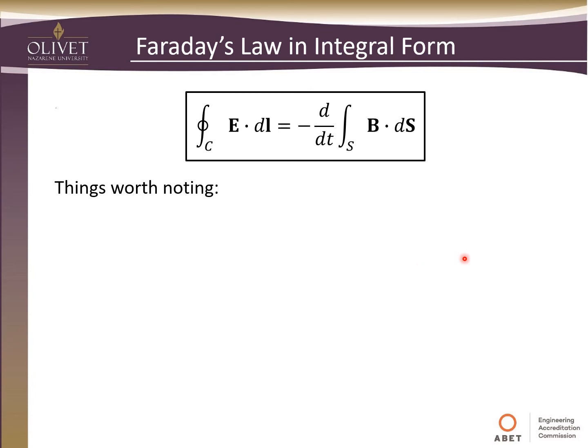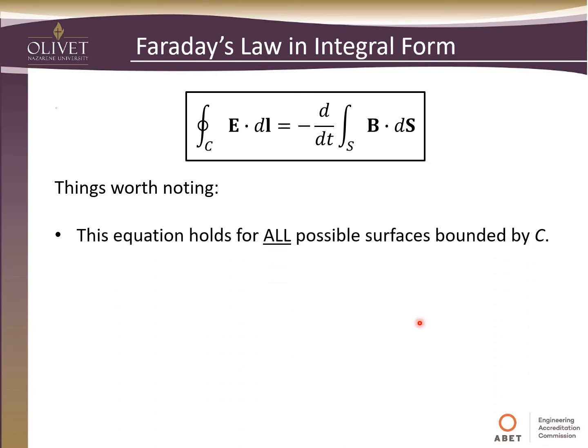So as we think about this, there are a couple of things that are worth noting. The first one being, and I think I've already said it, is this equation holds for all possible surfaces bounded by C. You can make this surface S anything you want as long as C is what's defining it. Again, the apparatus used to blow the bubble. So the bubble can take any shape you want as long as it's still attached to C over here.